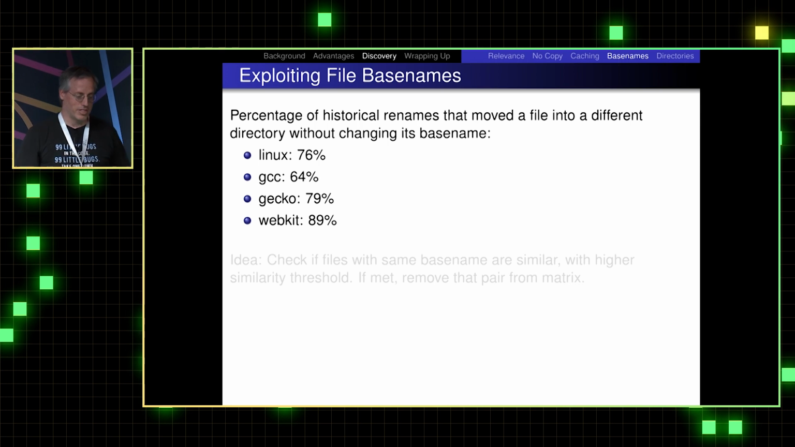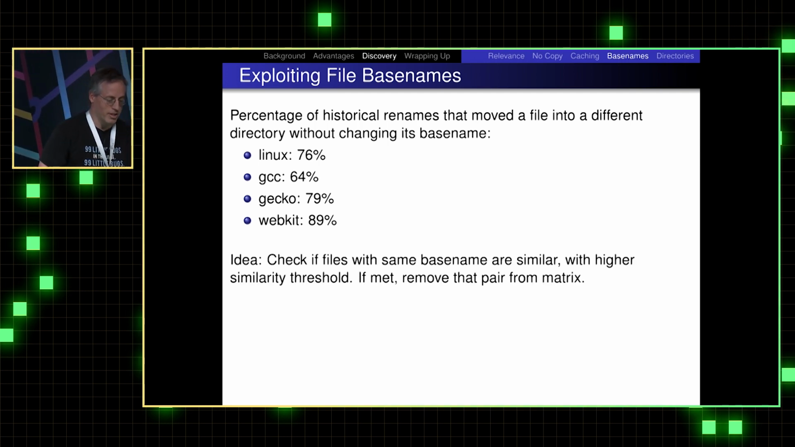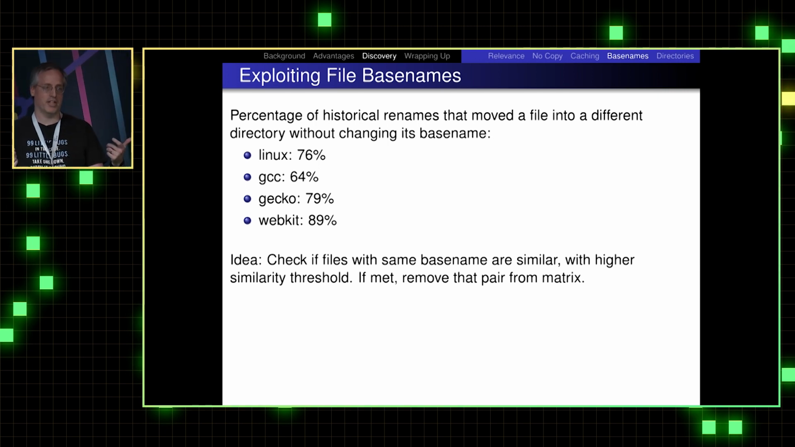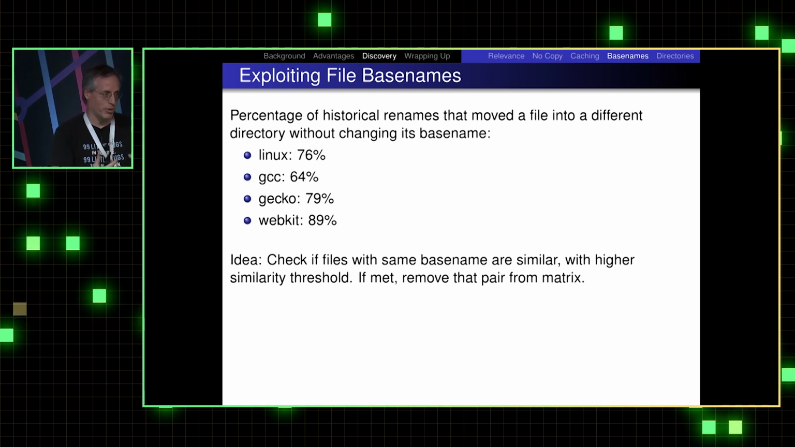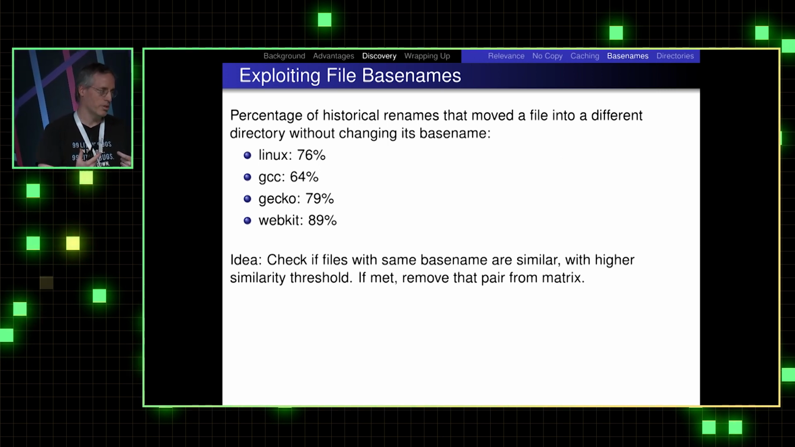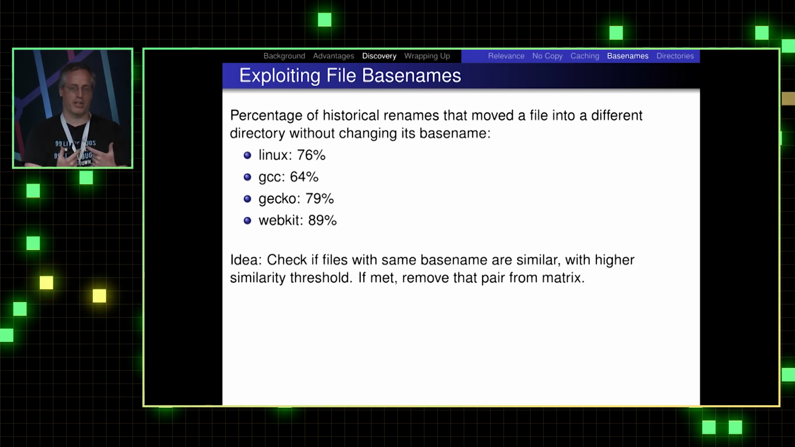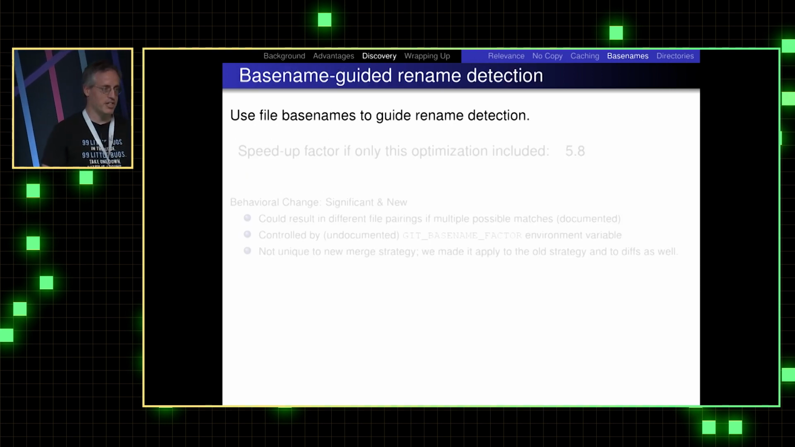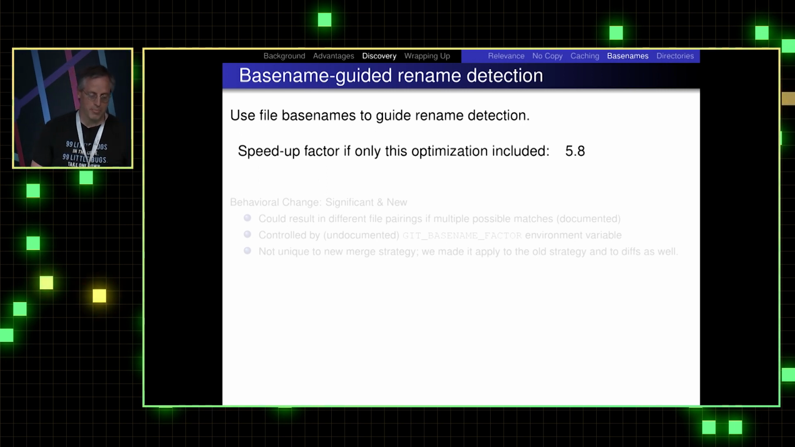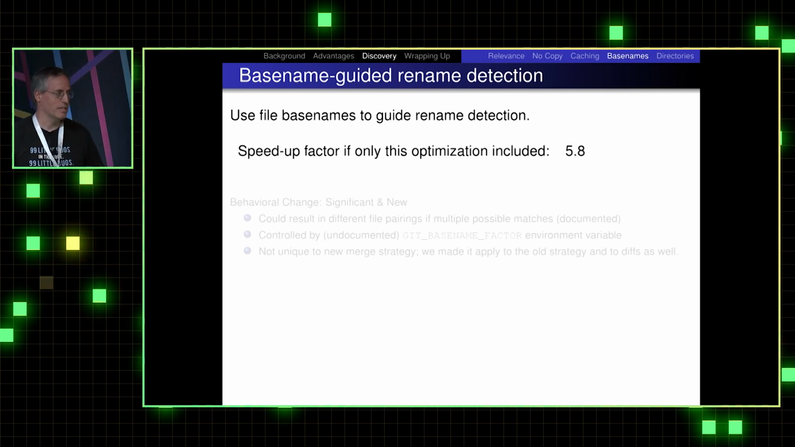So that gave me the simple idea. Let's go for it. Let's check if files with the same base name are similar. So I know they have the same base name. I'm just going to compare those ones first. If they have a high enough similarity, where I'll require a higher threshold than I normally do, then I'll count them as renames without comparing them to everything else in the matrix. If you implement this optimization and turn off all the other optimizations that I had, it speeds things up by a factor of over 5.